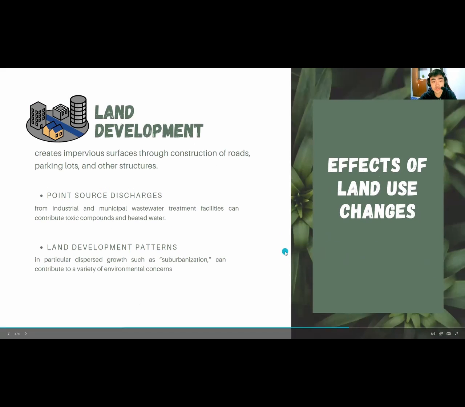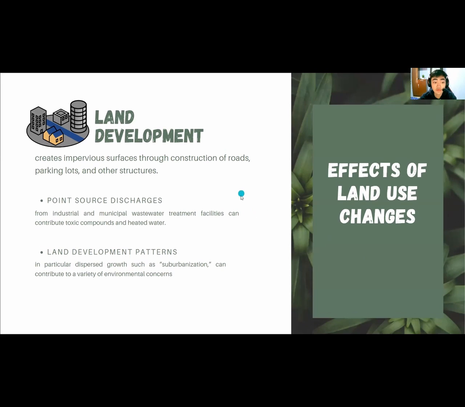In the effects of land use changes, we have land development, which creates impervious surfaces through construction of roads, parking lots, and other structures. We have point source discharges, wherein industrial and municipal wastewater treatment facilities can contribute toxic compounds and heated water. Then we have land development patterns. In particular, dispersed growth, such as suburbanization, can contribute to a variety of environmental concerns.